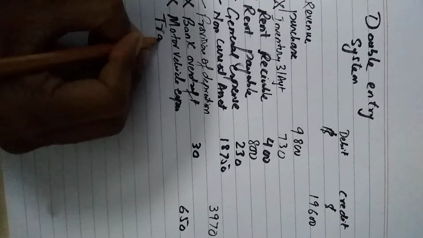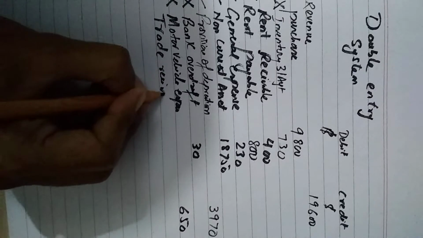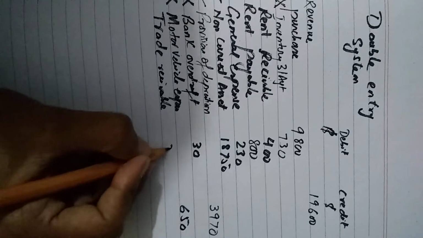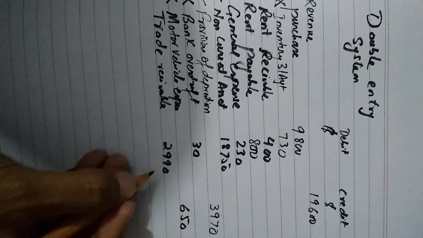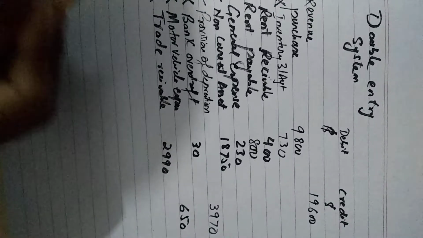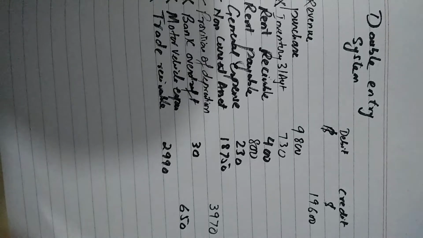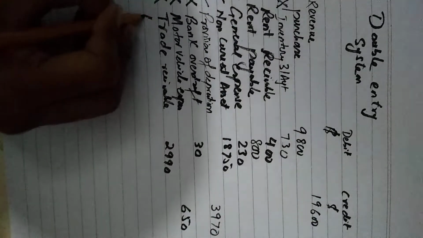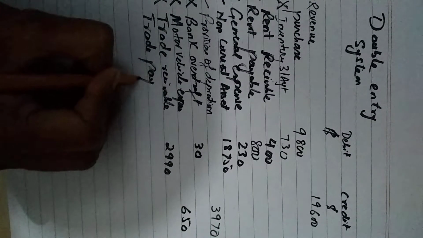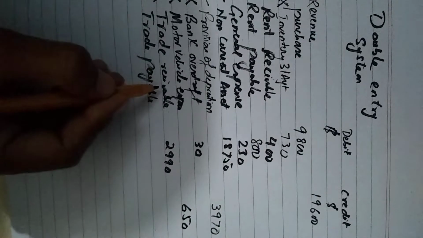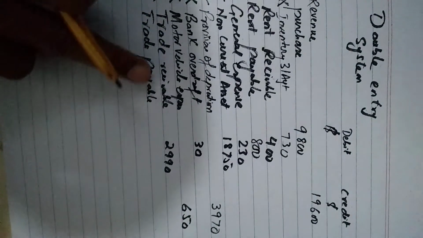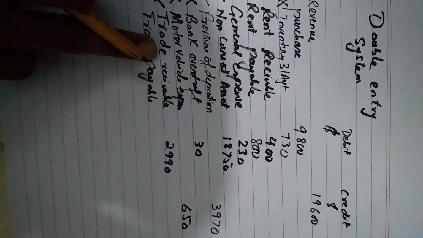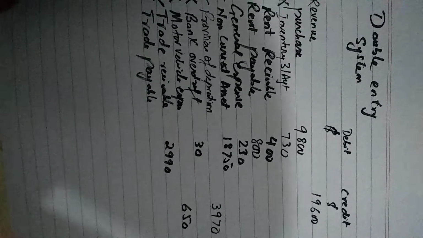Trade receivable. Trade receivable is our income, so income is recorded on the credit side. It is wrong. Here, trade receivable is our asset, so it is correct. Account receivable is your asset, so it is recorded on the debit side.